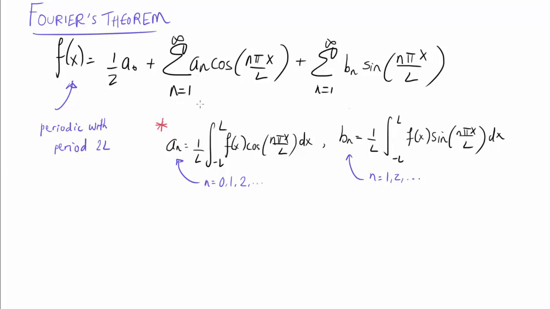Since the cosine functions are symmetric in the y-axis, when we add up a bunch of cosine terms, the resulting function is also symmetric in the y-axis. We call these functions even, because they could also be expressed as a polynomial with only even powers of x.